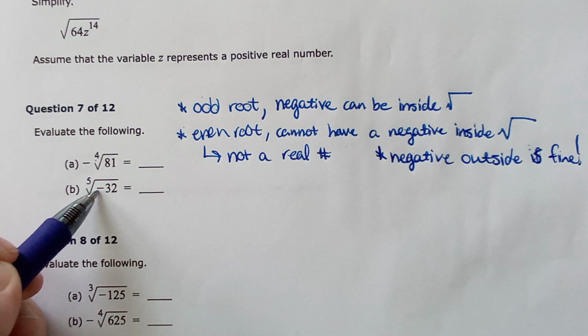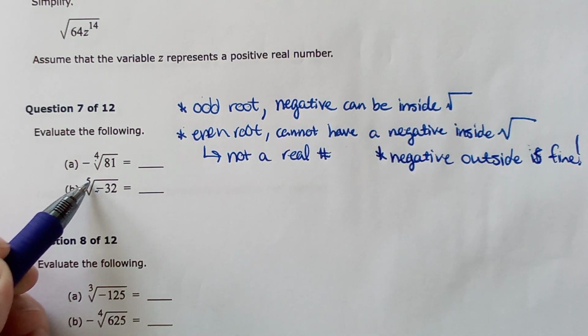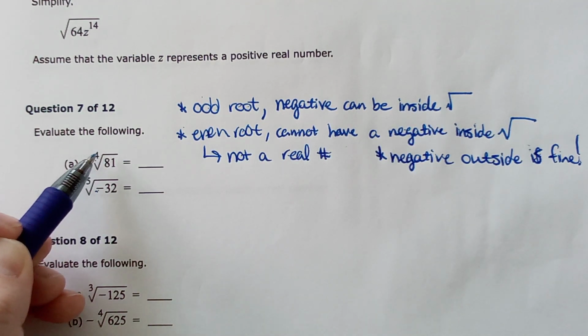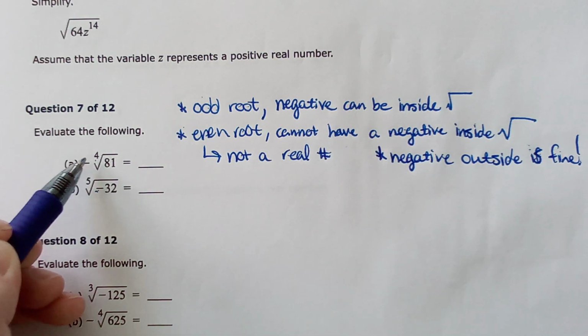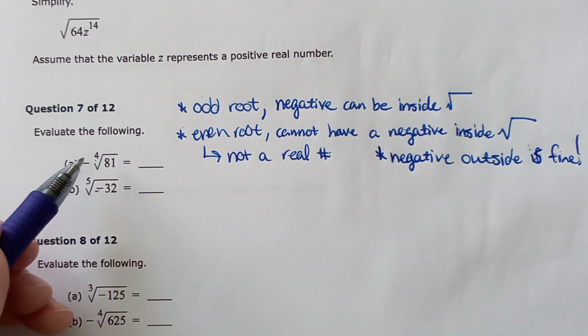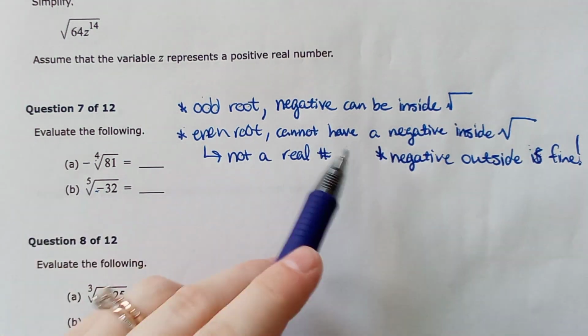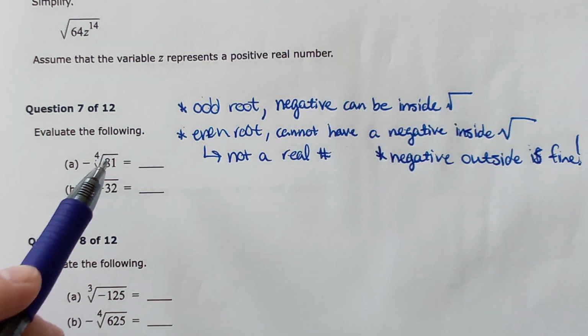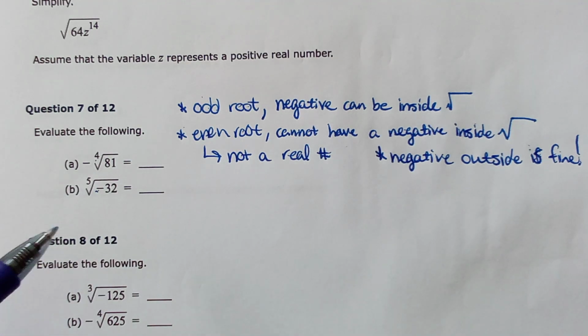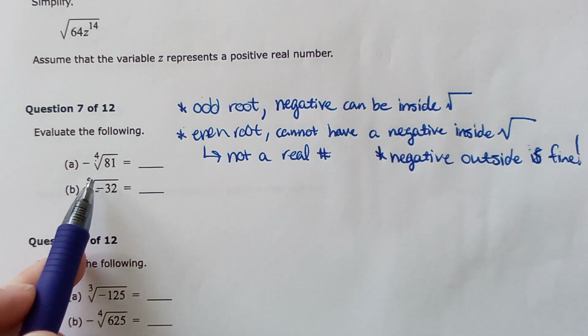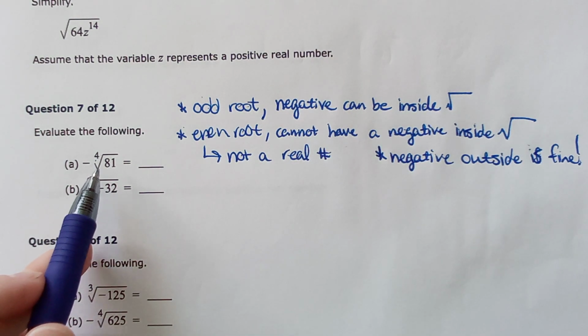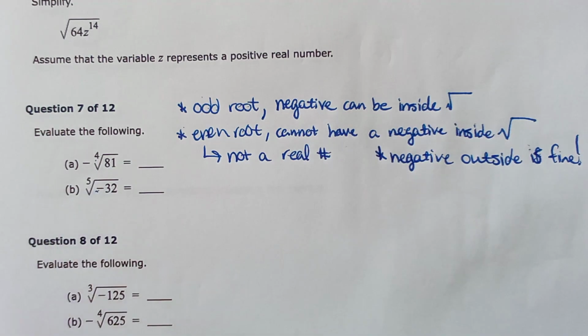So here, my negative is inside, but it's an odd power, so that's okay. And here, I've got a negative, and it's an even power, but the negative is outside the square root, so that's okay too. Alright? I'm telling you this because you're probably going to get one with the even root and a negative inside, and I want you to be aware of it. Okay? So, for A, alright, what's the fourth root of 81?